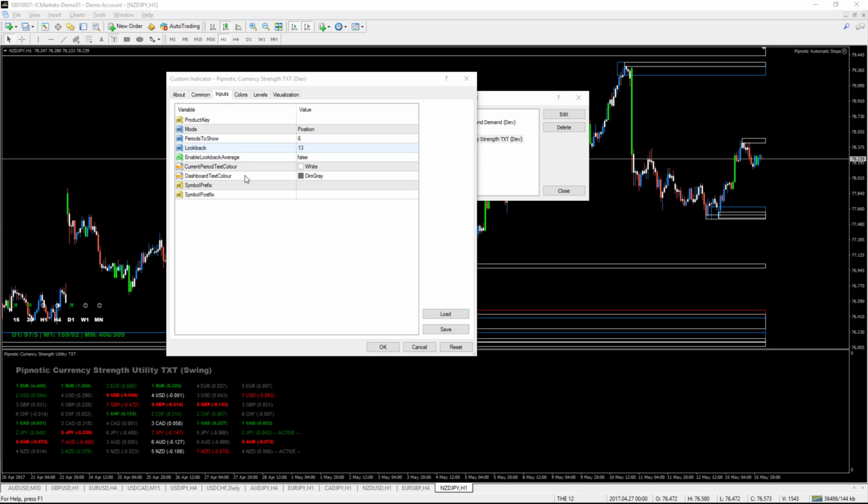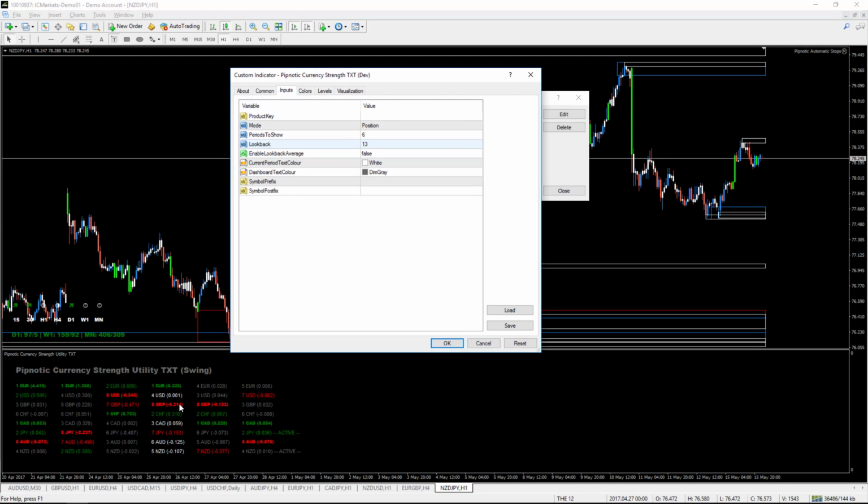Then we have just some settings regarding the colors. The current period text color, which is white, and you can see the white text here. This simply shows us what currency strength column corresponds to the time frame that we're looking at. So you can see we're on the hourly chart, and we have white text here. So this is actually currency strength for the hourly chart. If we click to the 4-hour chart, it's going to jump here further to the left, and it's going to highlight the 4-hour chart, or currency strength rather.